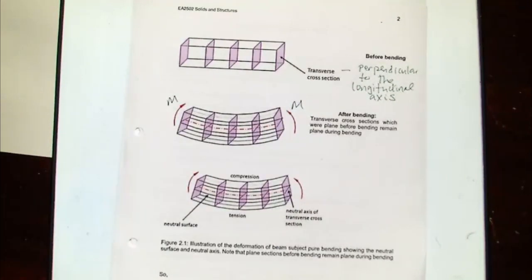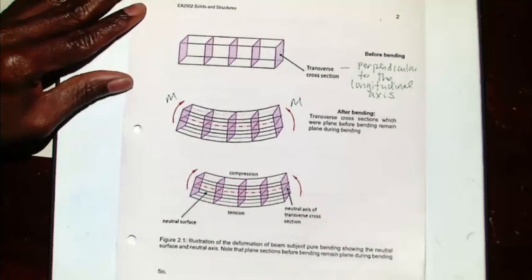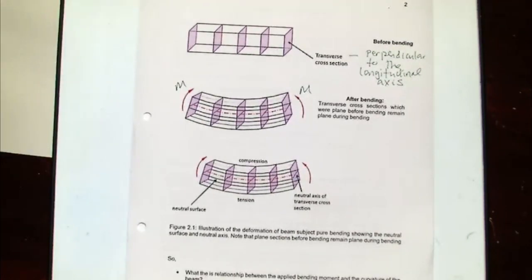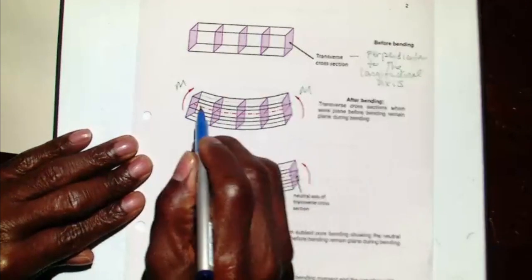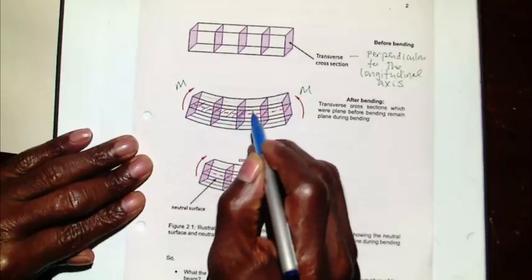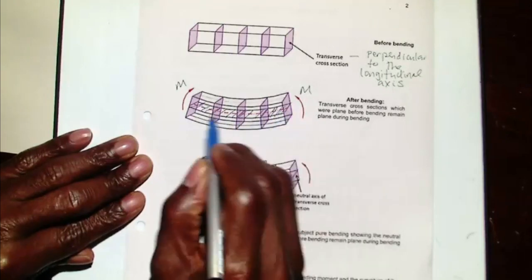And we can see those transverse planes remain plane, and that is one of the assumptions of the solution that we're going to show. Those planes remain plane, but they have been rotated because of the load that we have on the beam. The lower surface is in tension and the upper surface is in compression. And the middle section where we have no stress is what we call our neutral plane. That plane there is our neutral plane.